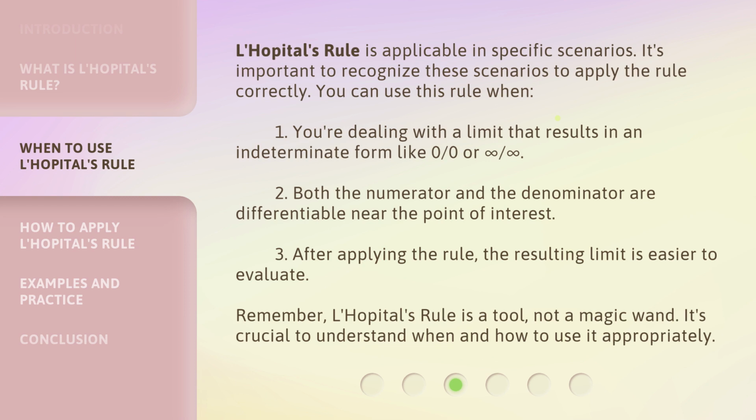L'Hopital's rule is applicable in specific scenarios. It's important to recognize these scenarios to apply the rule correctly. You can use this rule when: 1. You're dealing with a limit that results in an indeterminate form like 0 over 0 or infinity over infinity. 2. Both the numerator and the denominator are differentiable near the point of interest. 3. After applying the rule, the resulting limit is easier to evaluate. Remember, L'Hopital's rule is a tool, not a magic wand. It's crucial to understand when and how to use it appropriately.